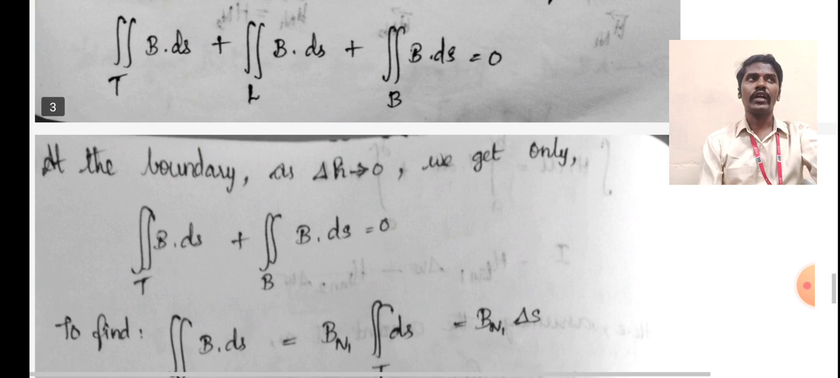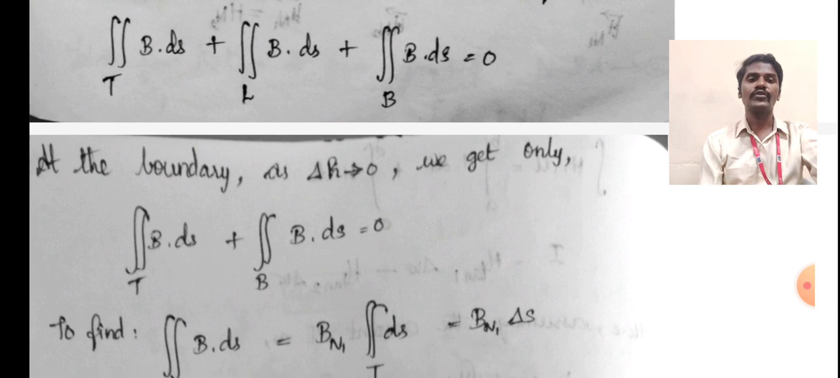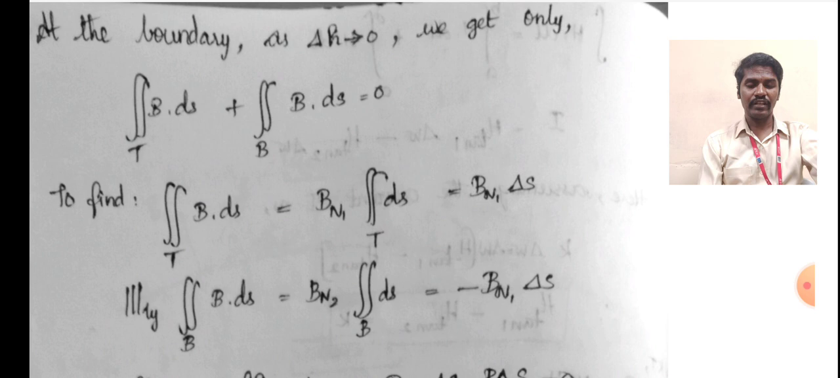At the boundary, what happens? The value of del H will tend to 0, and therefore we have only the top and bottom surface and not the lateral surface. So first we are going to calculate the value of the top B dot ds. Since the top is parallel to the normal component, it can be replaced by Bn1 times the surface integral over top ds, and that can be written as Bn1 into del S.